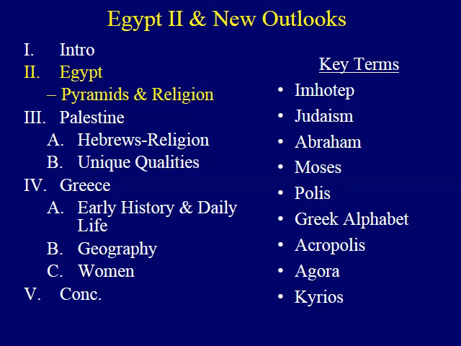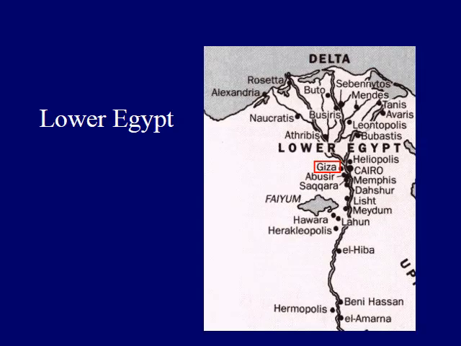So the first topic up for discussion would be ancient Egypt, the pyramids, and their religion. This map identifies Lower Egypt, or the area that's closest to the Mediterranean. The ancient pyramids were located in the city of Giza, and that's in the red box shown on this map.